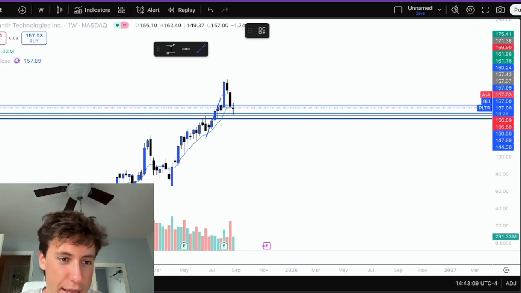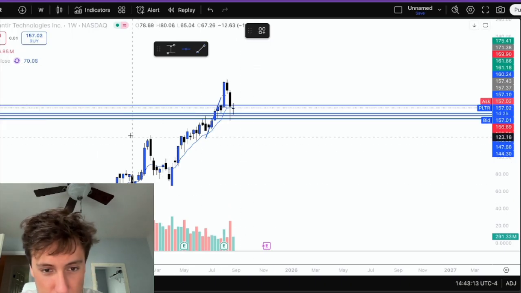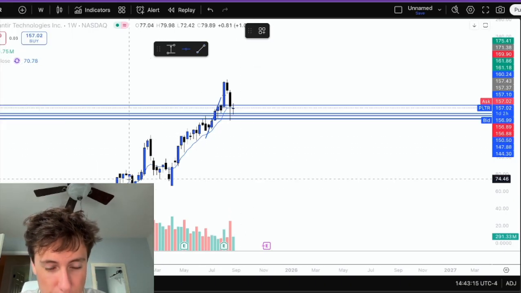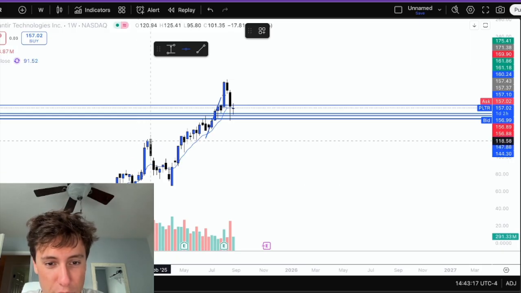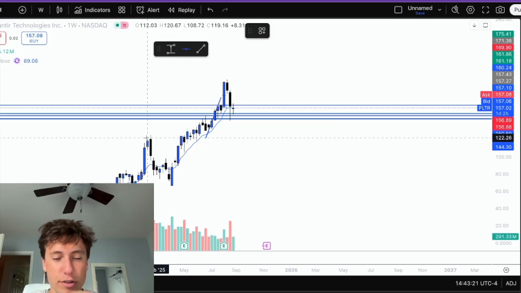So we could go ahead and draw a horizontal line. We look right over here. So the price went up to here, up to here, up to here. So this is resistance, guys. This means that there's a bunch of sellers here.